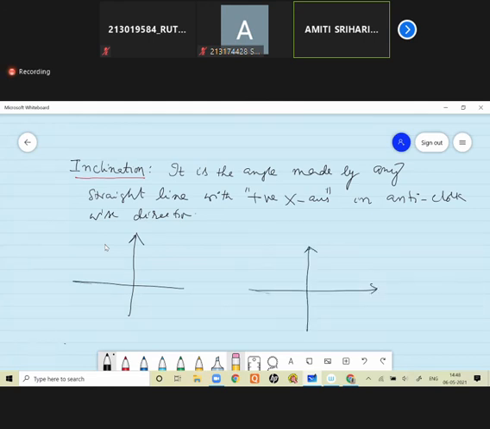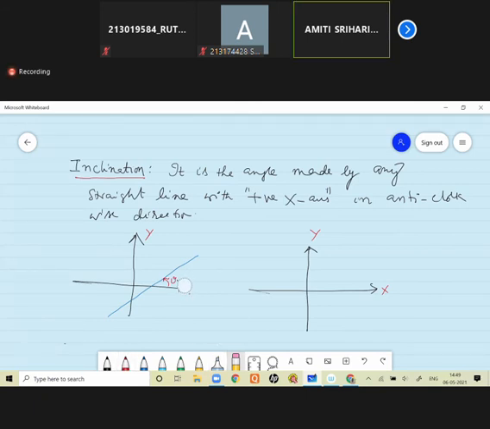You see here x and y, the x-axis and y-axis, and a straight line passing through like this. Now, what is the angle here? Theta is the inclination. Did you understand what that is, please?